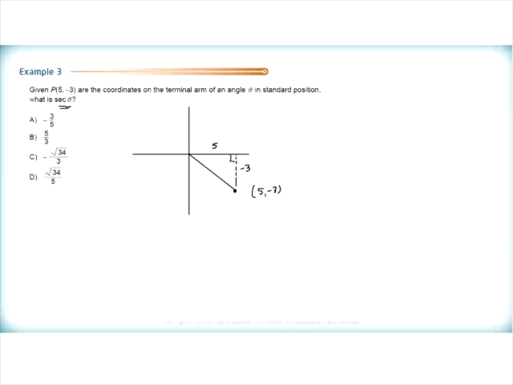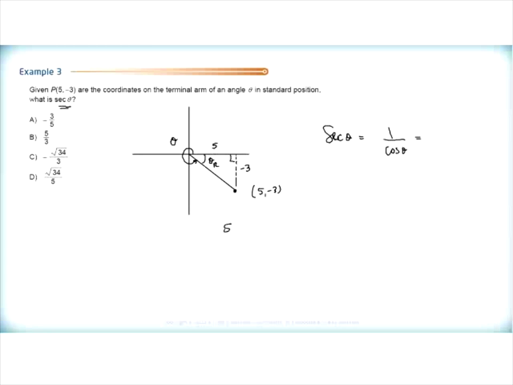I'm looking for the secant of the angle. And again, I always look at the reference angle to do that. This is theta, but I look at theta r, the reference angle, in order to find the secant of theta. So, secant is equal to 1 over cosine. Cosine is adjacent over hypotenuse. So I need to find the hypotenuse.